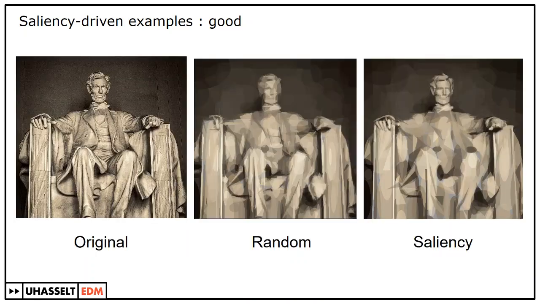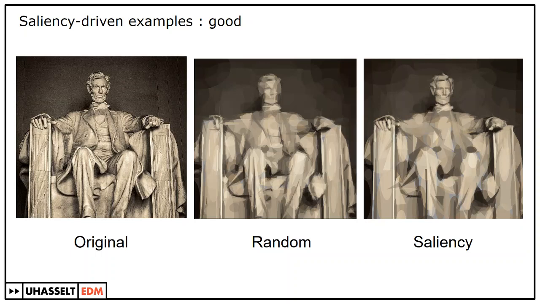The next one is actually my favorite image of the tested set, because on the random version we still see a lot of detail in, for example, the left trouser of Abraham Lincoln there, while on the right side we shift that detail and the focus towards the face and the two hands.